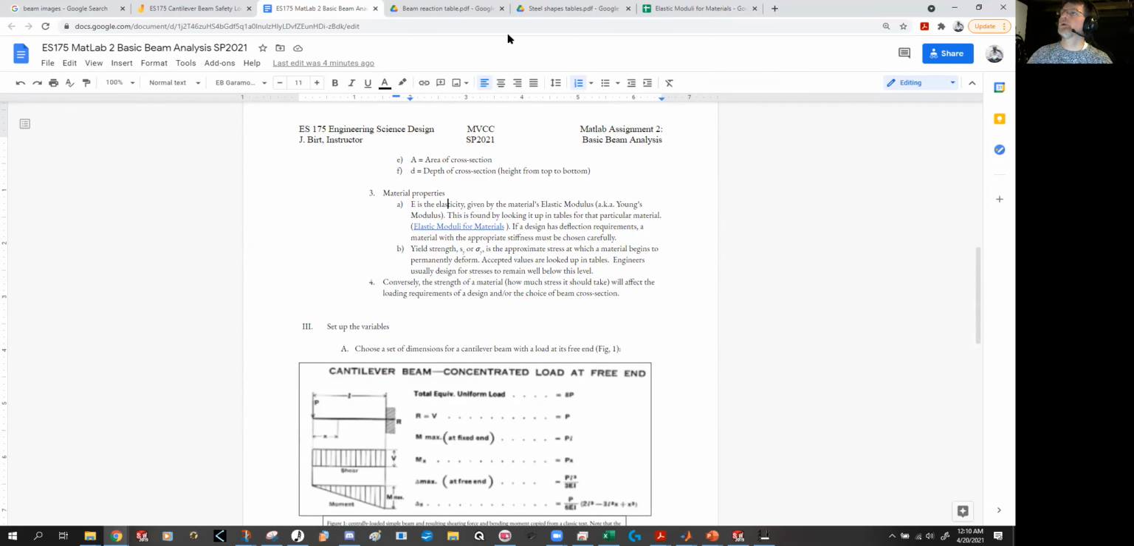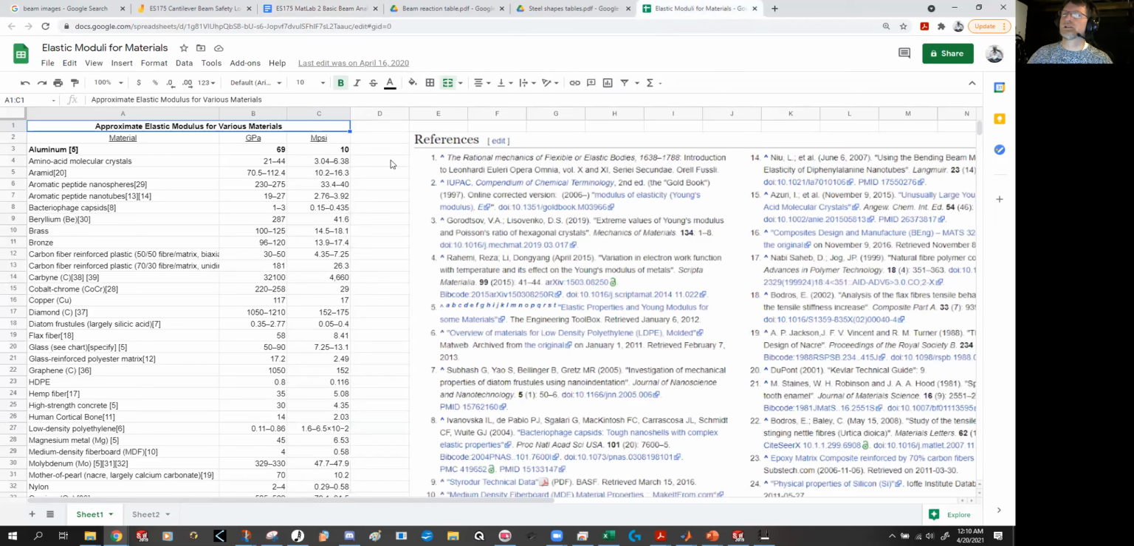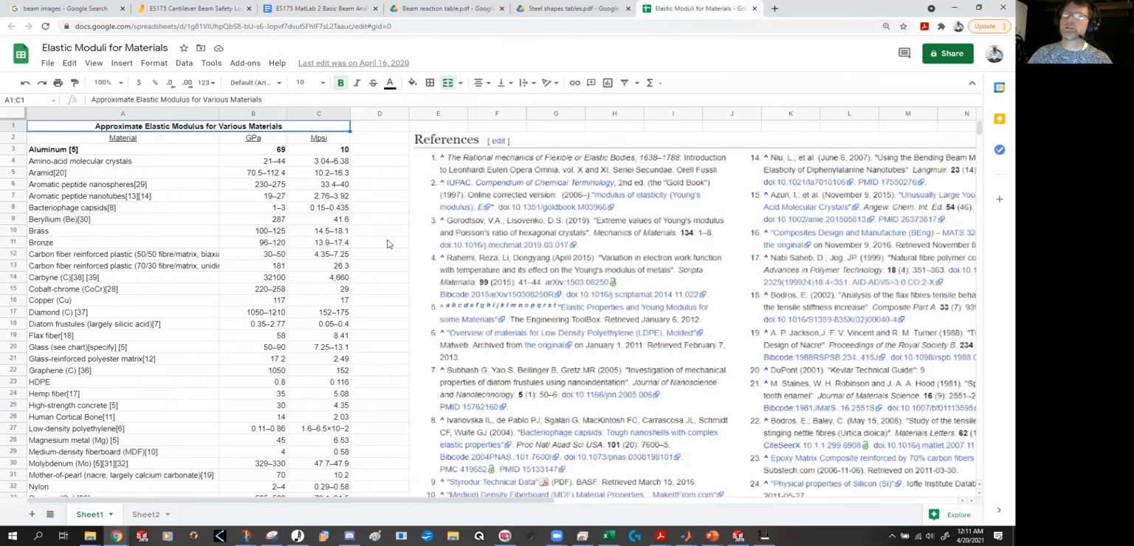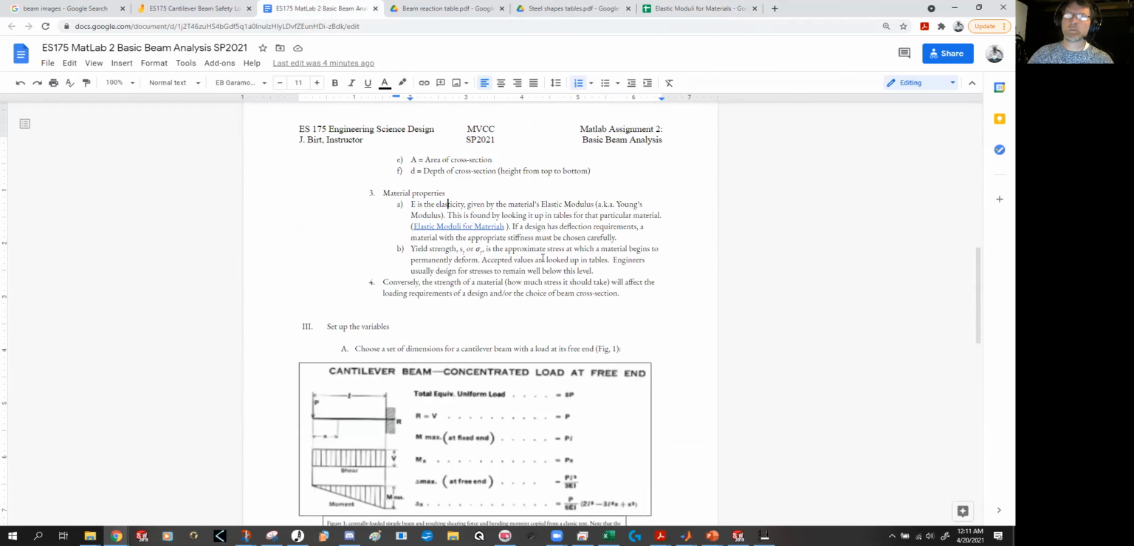So it might show up there. And we can look that up here in elastic moduli. I shamelessly took this from Wikipedia. But it's pretty good. Usually a lot of good technical information is in Wikipedia. But for our purposes, good enough for government work. And if a design has deflection requirements, that's important because you've got to know how much it's going to flex.